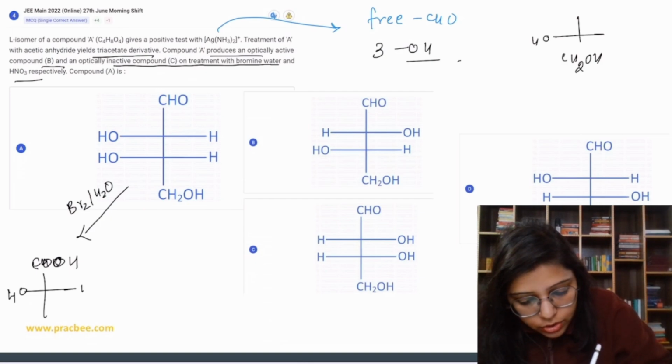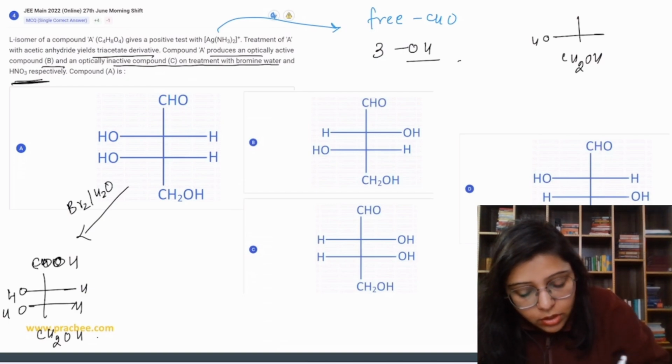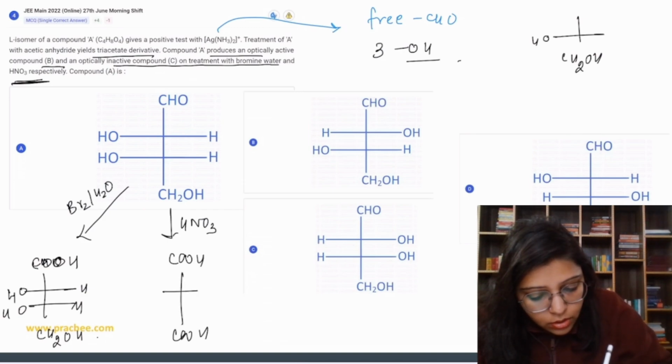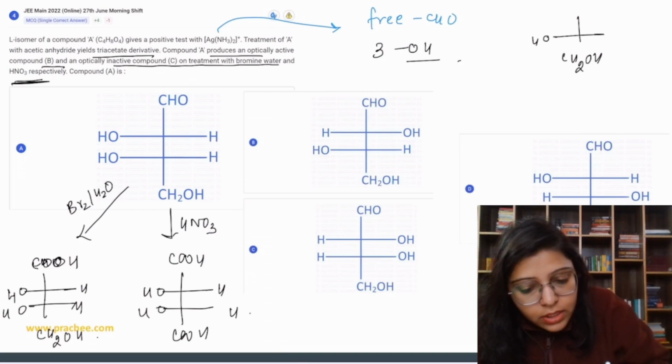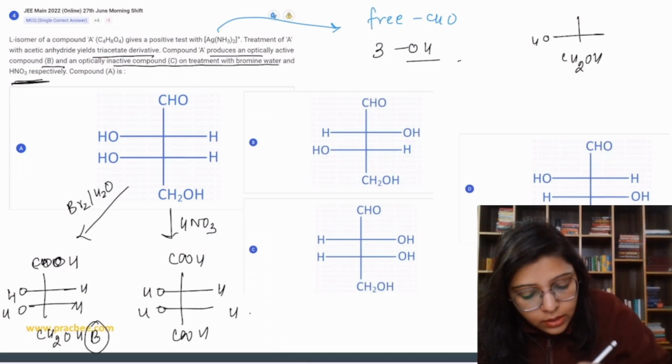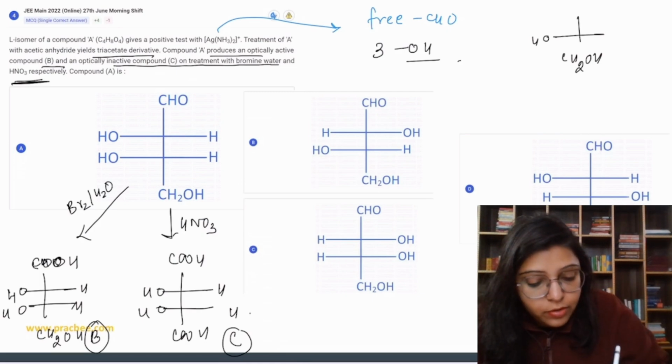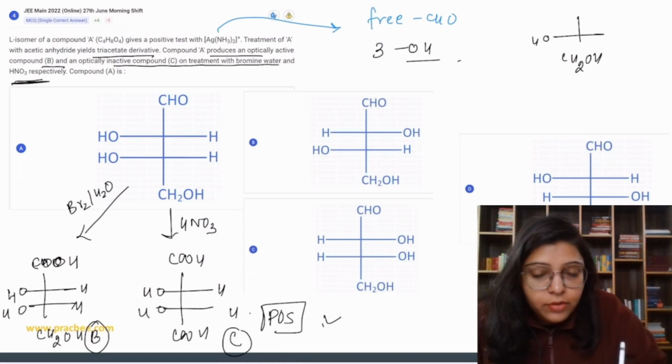Okay, OH, H, OH, H and CH2OH. And with treatment of HNO3, we get COOH, COOH, OH, H, OH, H. So the question says compound A produces an optically active compound B. So this is B and this is going to be C, which is optically inactive. Why optically inactive? Because we have a plane of symmetry over here. Plane of symmetry is present.